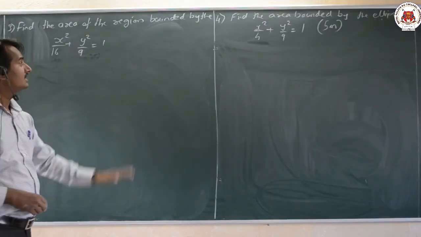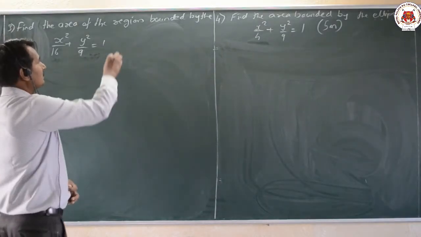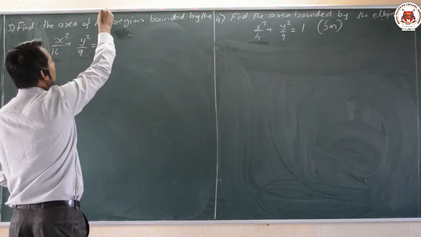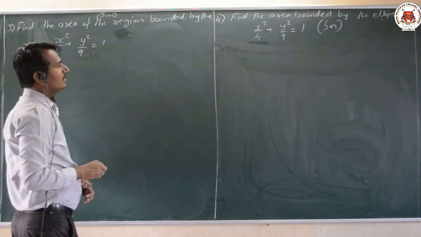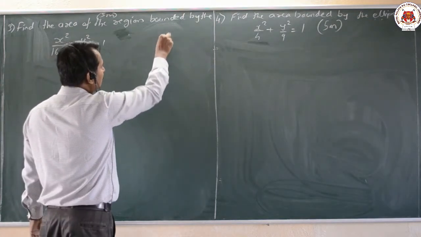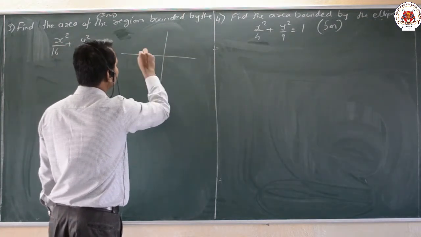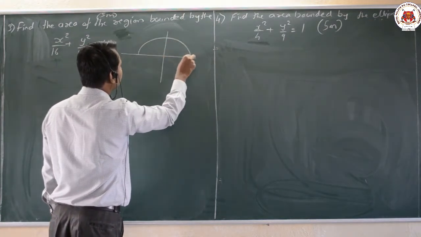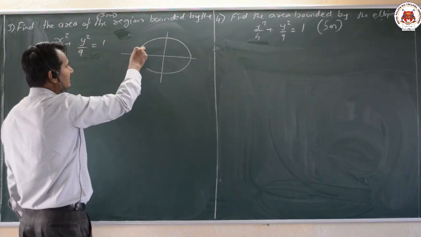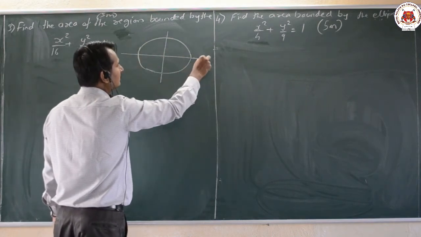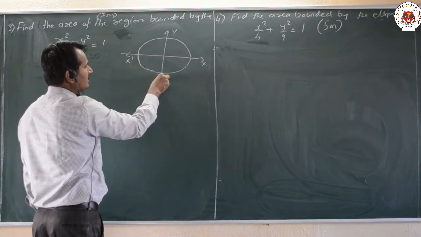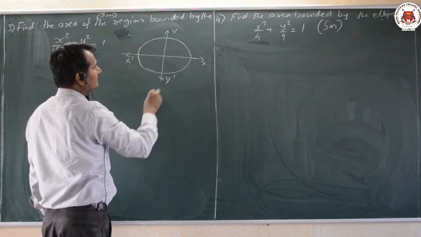Okay dear students, now let us move on to the next problem. This problem in the examination may be asked for 5 marks. Now here, it is nothing but the equation of the ellipse, and this ellipse is inclined towards the x axis. Here is the x axis, the y axis, that is x dash, and that is y dash.